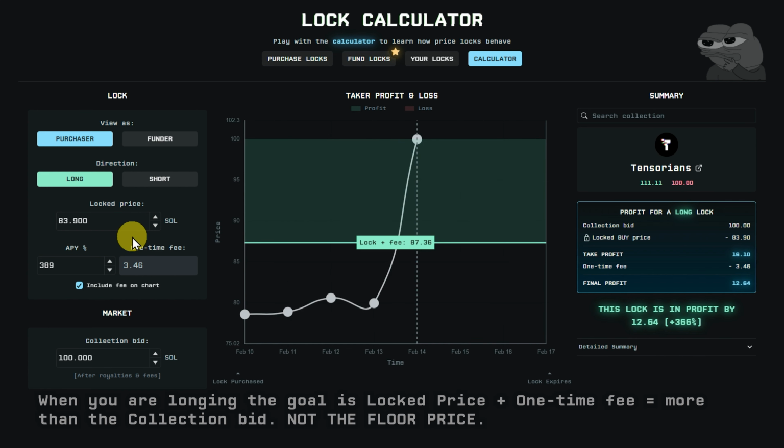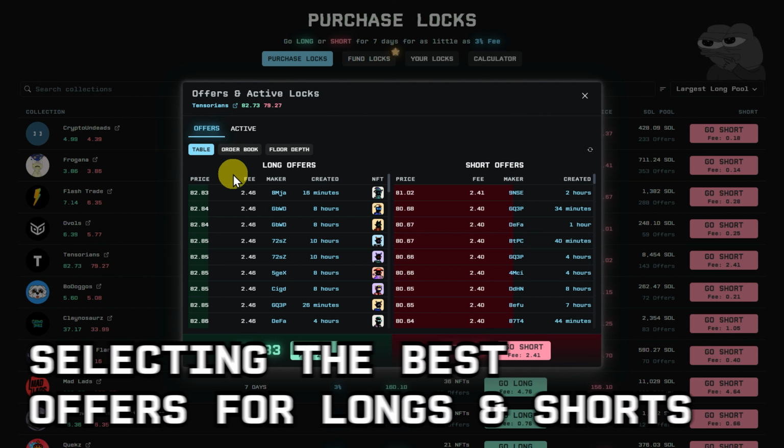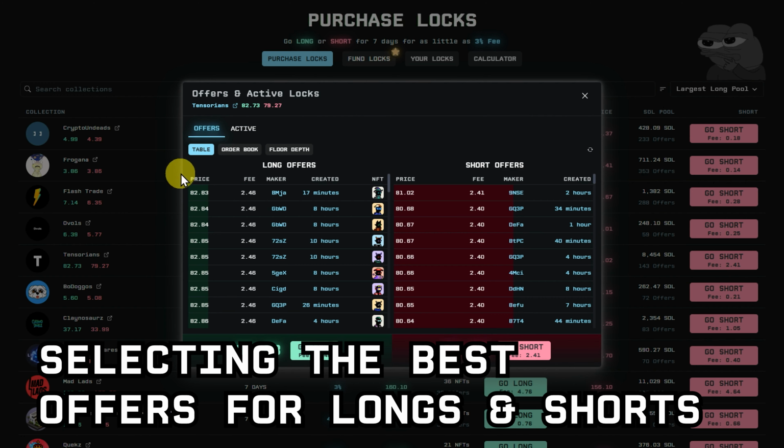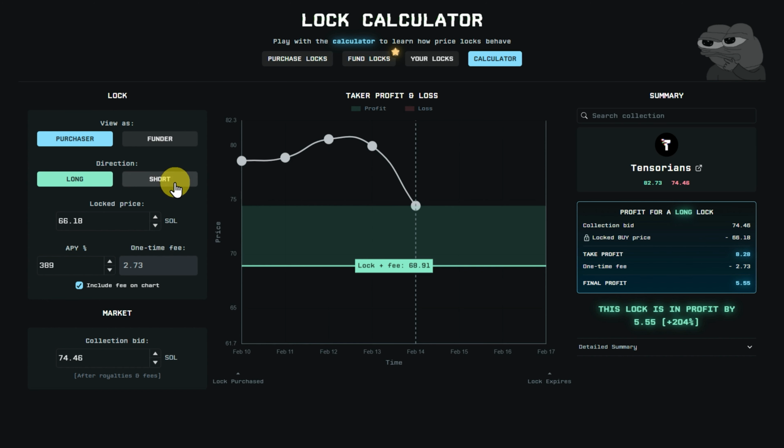So when you're longing, you want the NFT to be above the value of this amount plus this amount as a collection bid, not the floor price. So we need the collection bid to increase. And in case it's not obvious, when you're going long, you want to go with the lowest price. And when you're going short, you want to go short with the highest price. Let me just make that clear quickly again.